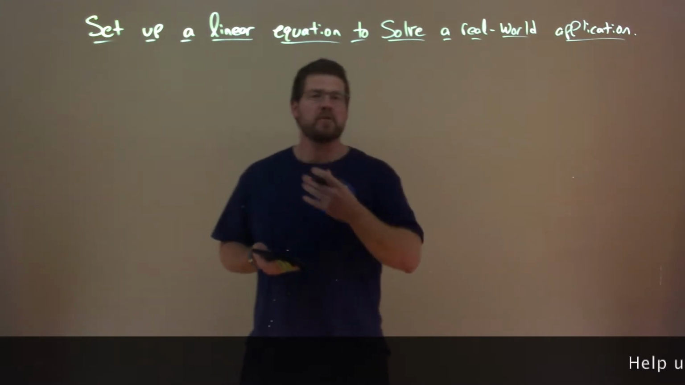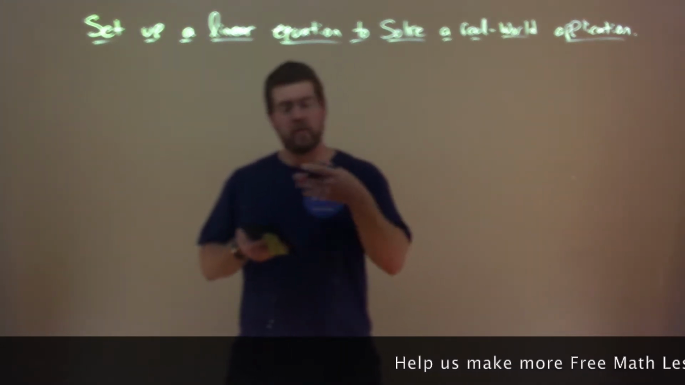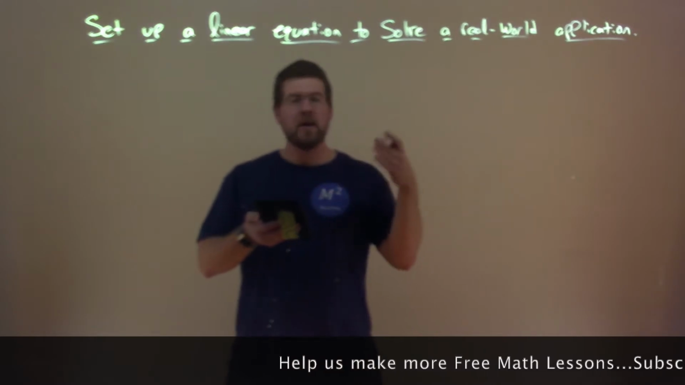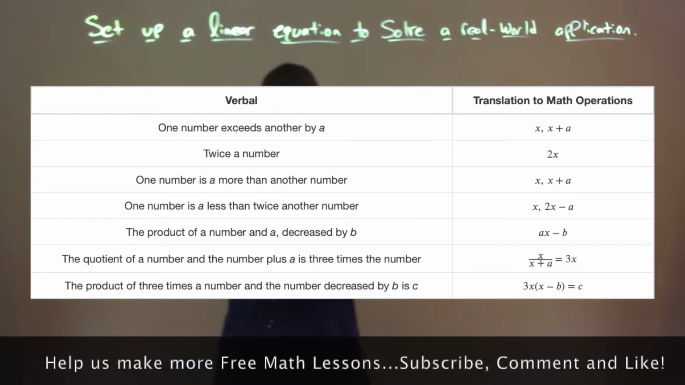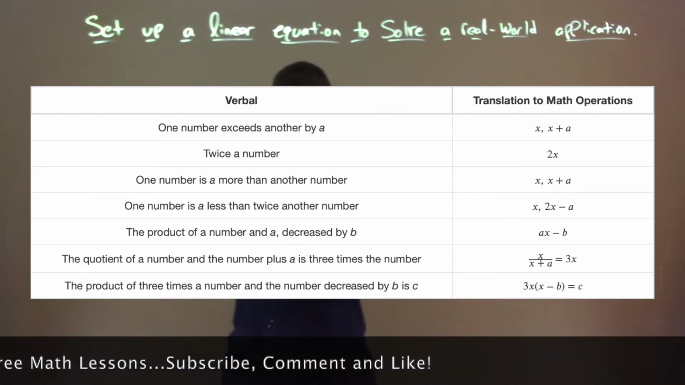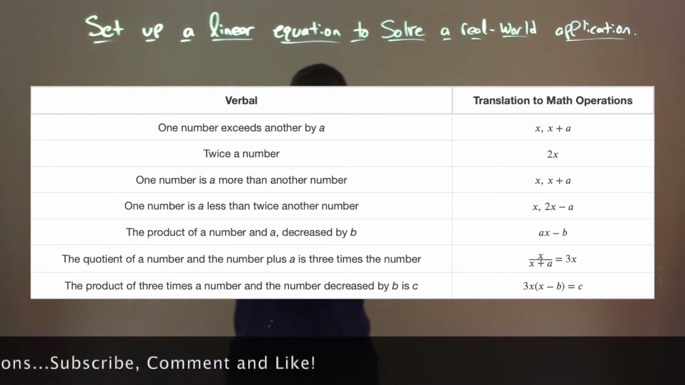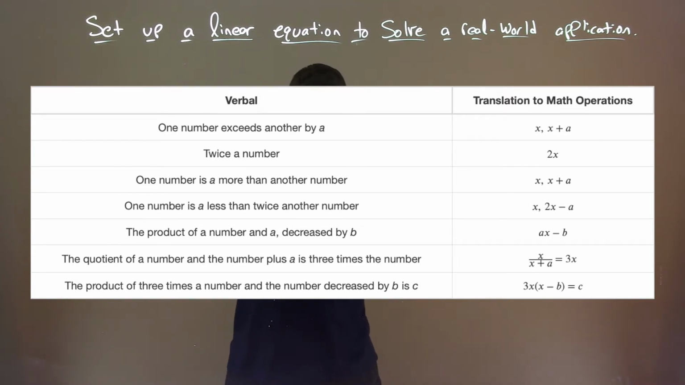Before we dive into an example here, there are some terms that we need to go over. I'm going to give you a verbal expression, and then how it's translated to math by operations. One number exceeds another by a: x, comma, x plus a. Twice a number can be written as 2x. One number is a more than another number: x, and then x plus a. One number is a less than twice another number: x, and then 2x minus a.